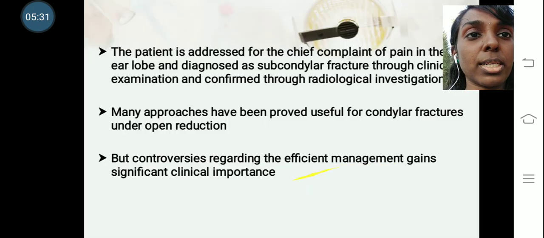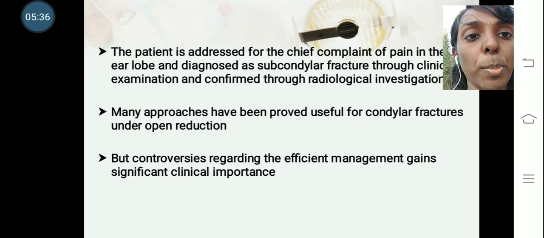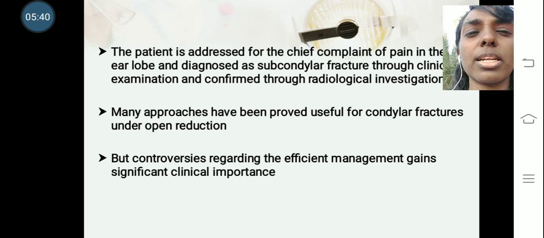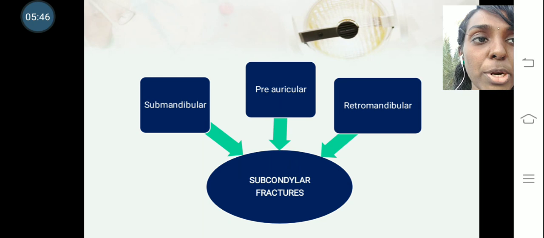Now, the discussion part comes. Many approaches have been proved useful for condylar fractures under open reduction. But the controversies regarding the efficient management gain significant clinical importance. There are many incisions like submandibular incision, preauricular incision, etc., other than the retromandibular incision.